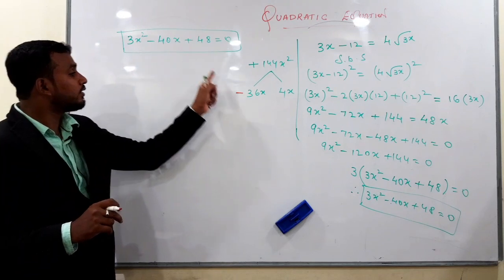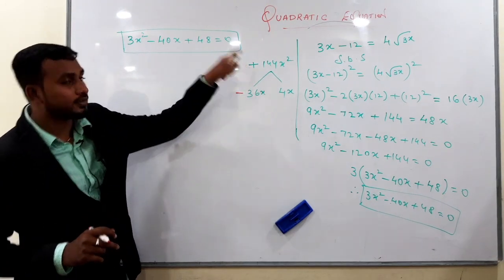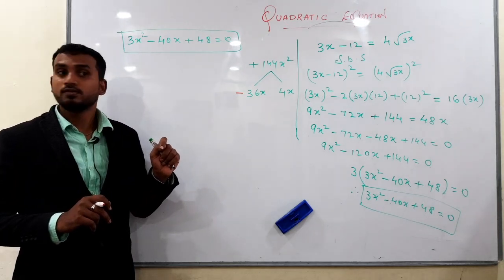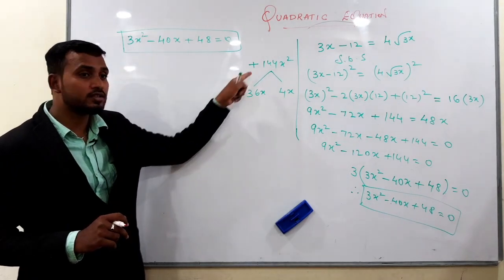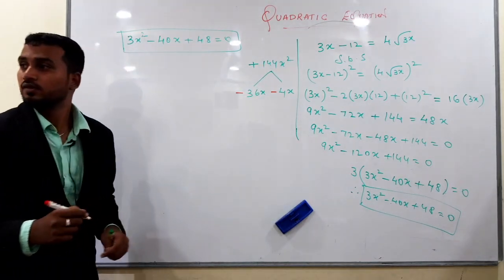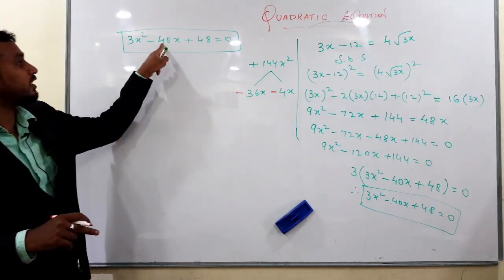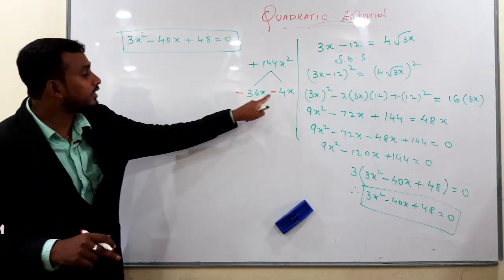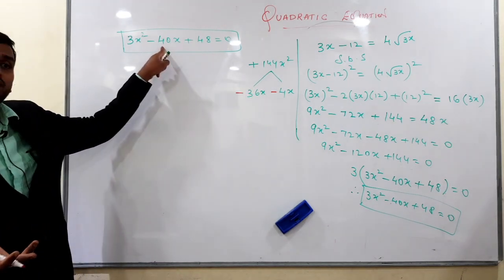Middle term sign for bigger number. Minus into what is plus? Minus into minus is plus. Now check, add both the numbers. Do you get this middle term? Minus 36 minus 4 is minus 40. So we get minus 40.